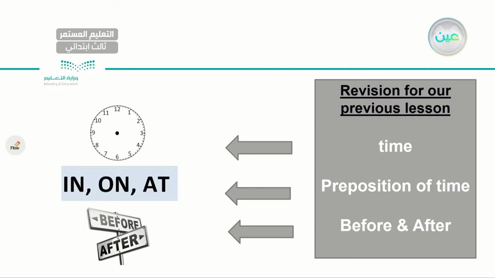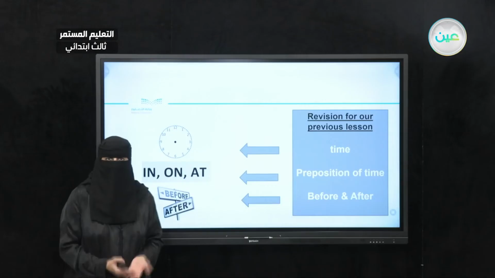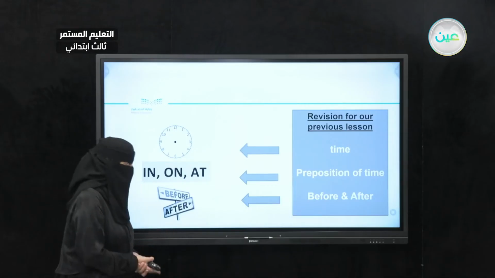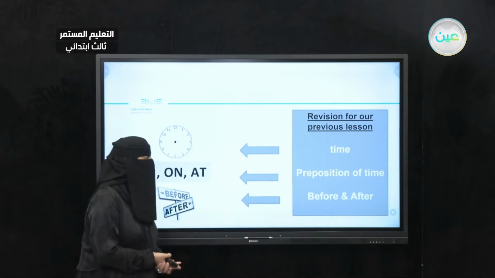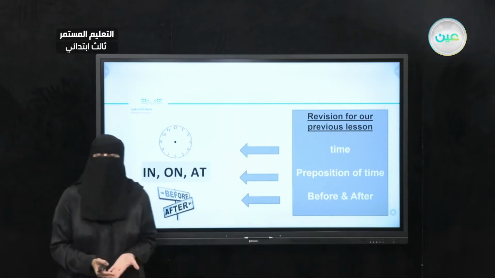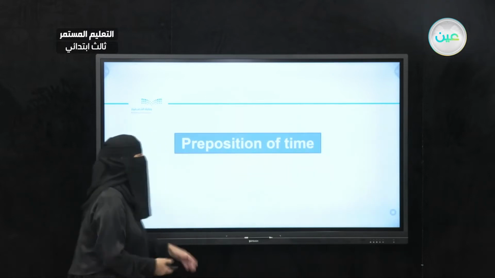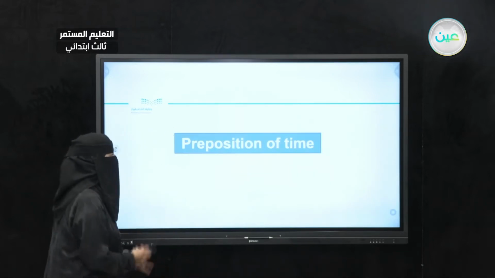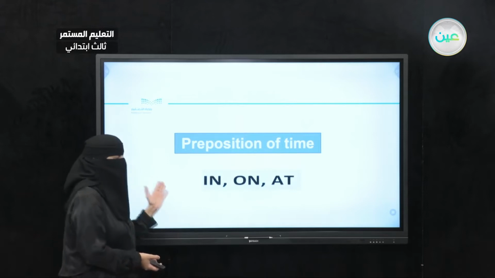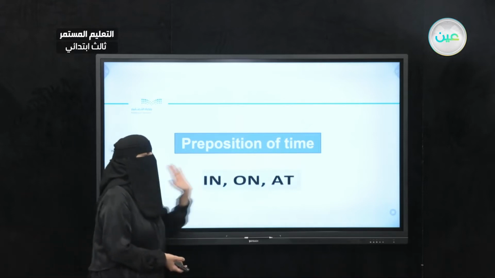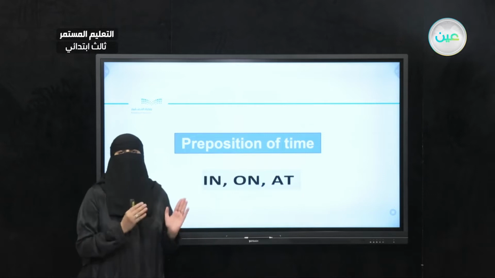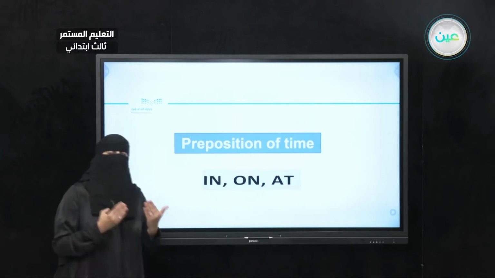Let's revise our previous lesson. In the previous lesson, and that was the end of the second unit, time, we introduced the word time and we were able to use prepositions of time in, on, at. Also, we were able to use before and after with time. So, for the prepositions of time that we learned before, we have in, on, and at. When do we use in? When do we use on? And when do we use at?